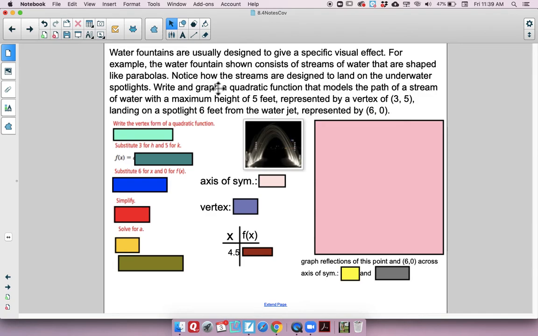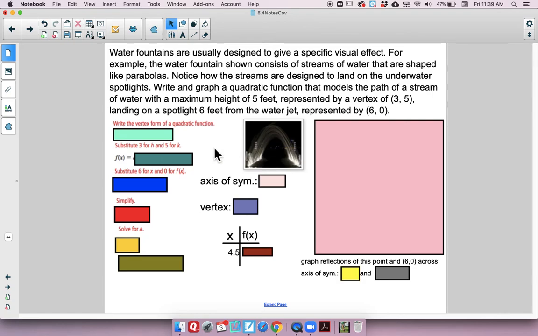Water fountains are usually designed to give a specific visual effect. For example, the water fountain shown consists of streams of water that are shaped like parabolas. You can see that in the picture, hopefully. Okay. Notice how the streams are designed to land on the underwater spotlights, right? So it makes it look real pretty, and you can kind of see the whole arc that way.